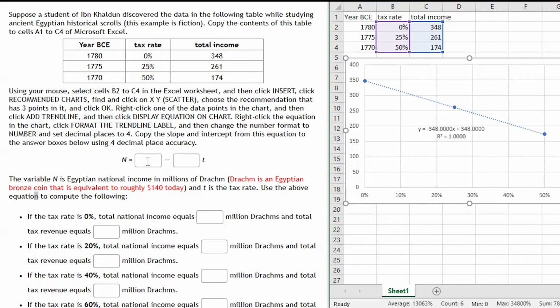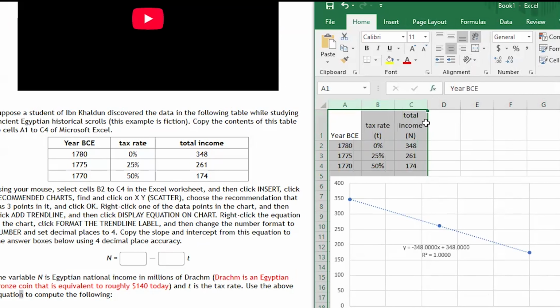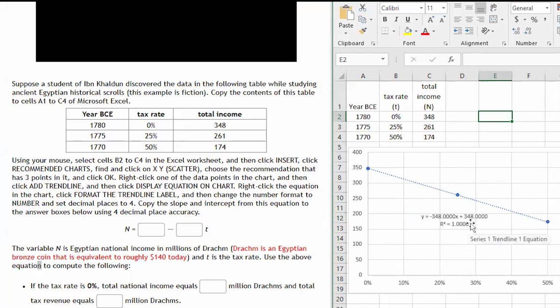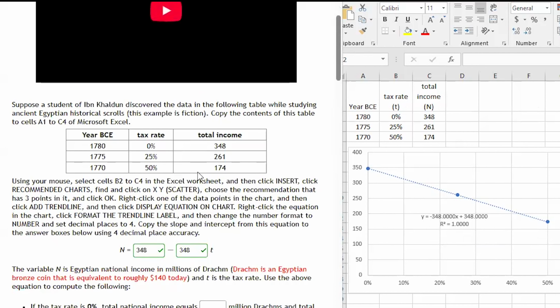So going back to our problem here, this column is N and this column is T. So I'll put N in parentheses, and then I'll come over here and put T in parentheses for tax rate. Then I'll click on word wrap and center it, make it look nice. I'm going to translate this information into the lesson. So the slope is the number that precedes the letter X. The slope is negative, so I got the negative here. So I only need to bring in the number 348. And the intercept happens to be 348 too. I'll press enter to check that I got it right.